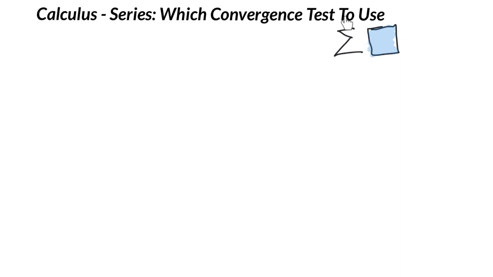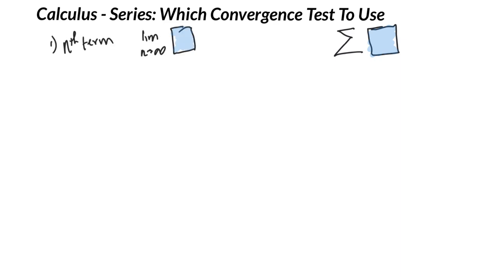So I'm just going to shorthand. I'm not going to continuously write n equals 0 or 1 or whatever, and infinity. This is just going to be my shorthand. And then this box is whatever expression or function-looking thing is inside it. All right, so let's go through the tests as kind of like a flow chart of what I would use.